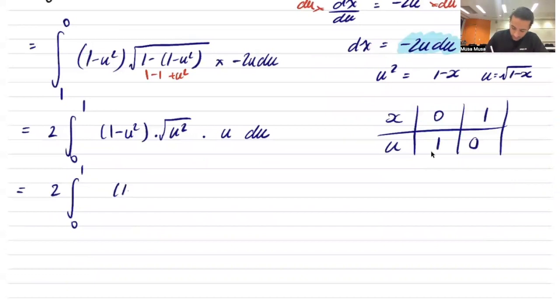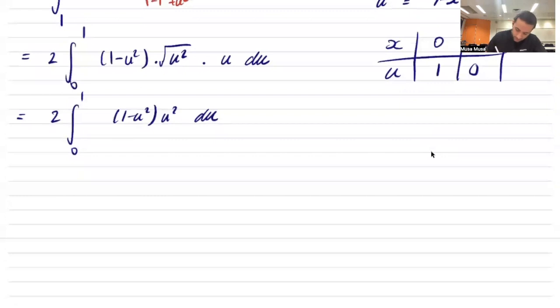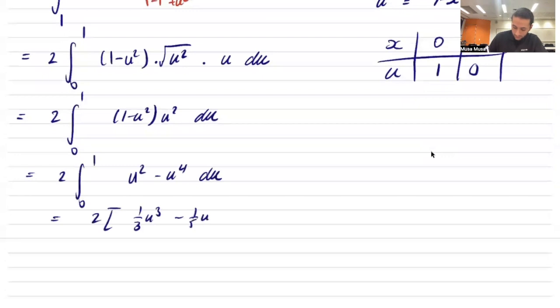Anyway, this is 1 minus u squared. This is just going to be u times u is u squared to u. Now we'll just expand this. And now we can easily evaluate. So 2, 1 on 3, u to the 3, minus 1 on 5, u to the 5, 0 to 1. This is going to be 2, a third minus a fifth. This is going to be 2 on 15, 4 on 15.